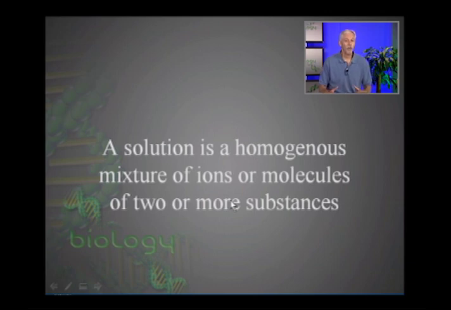Okay, now when we talk about cells, and even sometimes extracellular material like blood plasma, things like that, we're really talking about solutions. And so a solution is a homogeneous mixture of ions or molecules of two or more substances. And really, when we talk about solutions, we're talking about gases or liquids. And we're really going to be most interested in liquid solutions, solutions that have some kind of a liquid component to them.